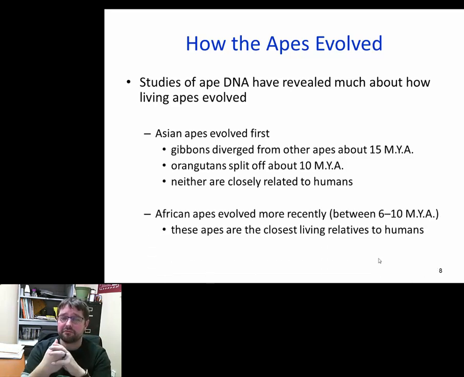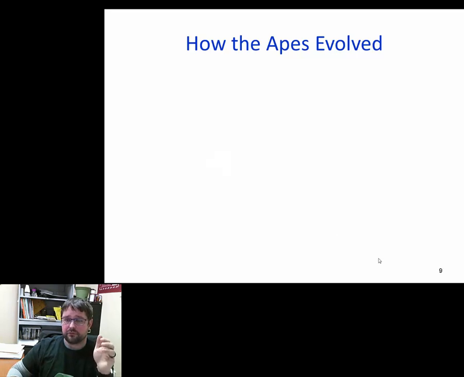But when we look at the African apes, things that are much closer to humans, the divergence is less amount of time. So 6 million to 10 million years ago, depending on the report, depending on the species that you're talking about, whether you're talking about gorillas or whether we're talking about chimpanzees. And so they're much closer to humans.